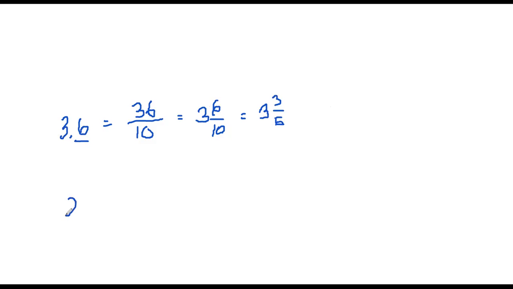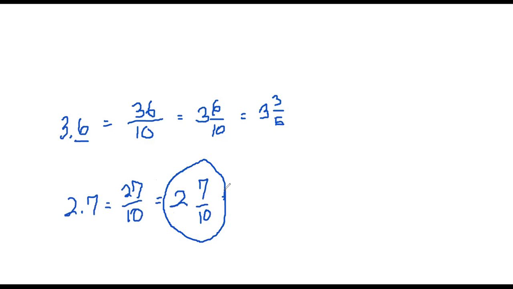Ganun siya. So, for example, nagkaroon tayo ng 2.7. So, isusulat natin siya as 27 over 10. Then, ilang 10 meron sa 27? Meron tayong dalawang 10 sa 27. Matitira yung 7 over 10. Then, 7 over 10, may lowest term pa ba? Wala na. Kung wala na siyang lowest term, yun na yung sagot natin. 2 and 7 over 10. Okay? Yun na yung ating magiging sagot.